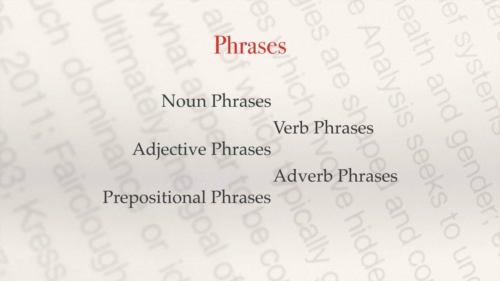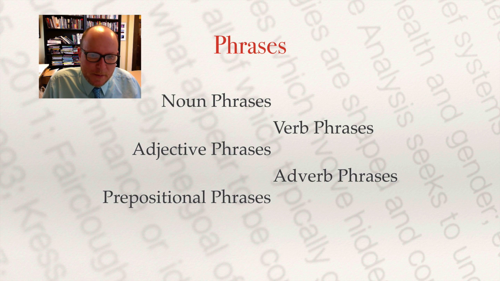In English, we have 5 different kinds of phrases: noun phrases, verb phrases, adjective phrases, adverb phrases, and prepositional phrases. You'll note that these are almost exactly the same kinds of concepts that we were talking about before when we were talking about parts of speech. There's a lot of overlap here, as I said before, because the function is really what we're interested in. A noun phrase functions like a noun. A verb phrase functions like a verb. An adverb phrase functions like an adverb.